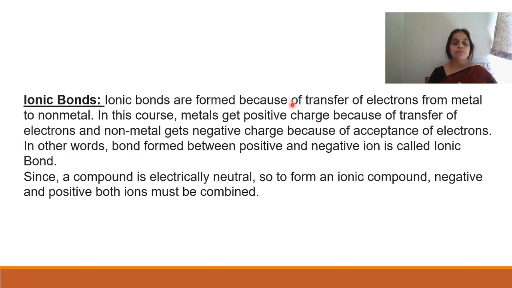Coming to ionic bonds, these are formed because of transfer of electrons from a metal to non-metals. In this course, we understood that metals form cations, meaning they get a positive charge as they lose electrons, and non-metals gain electrons and become negatively charged. The bond formed between the positive and negative ions is called an ionic bond, and the compound is electrically neutral. When you take NaCl, it is electrically neutral. So they are ionic compounds; both negative and positive ions must be combined.